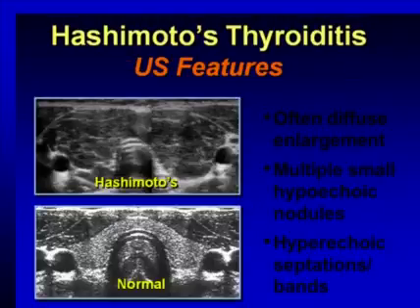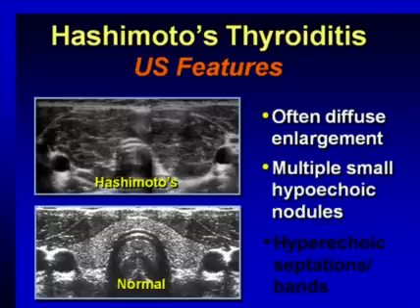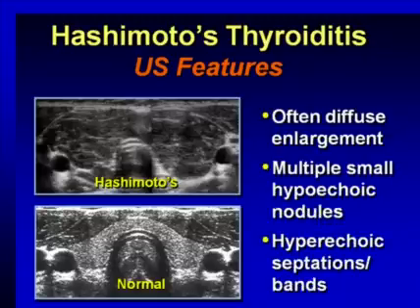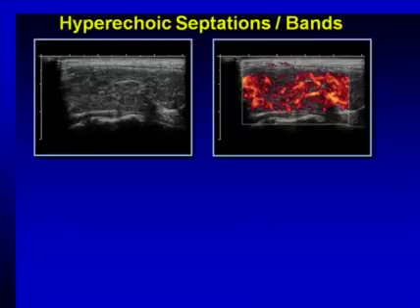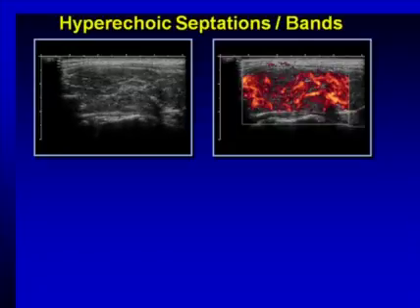So here we have a gland with Hashimoto's on top, a normal thyroid gland below for comparison. You can see that with the Hashimoto's there's often diffuse enlargement of the thyroid, either multiple small hypoechoic nodules or these hypoechoic areas separated by the septations and bands. And we can perhaps more clearly see this on real time, where we can see these hyperechoic linear areas extending through these more hypoechoic regions of the thyroid.